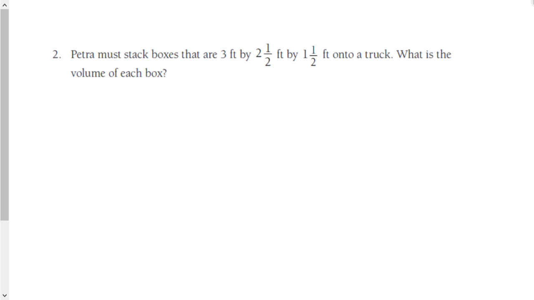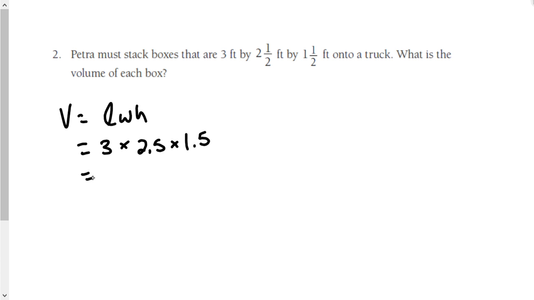Petra must stack boxes that are 3 feet by 2.5 by 1.5 onto a truck. What is the volume of each box? So volume is equal to length times width times height. So 3 times 2.5 times 1.5 should give us 11.25 feet cubed.